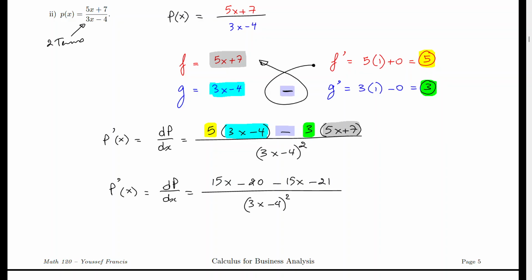I'm noticing here something special. The 15x minus 15x are supposed to be canceling out. They undo each other. And the only thing that remains is negative 20 and negative 21. They're both negative, so I'm just going to combine them and get negative 41 instead. So the answer is negative 41 divided by 3x minus 4, squared.